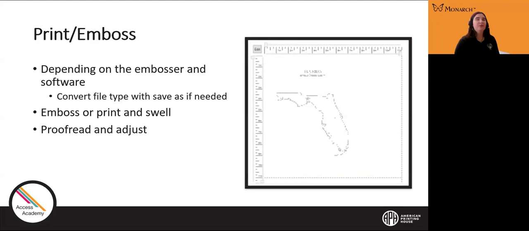So then once you get everything you want in place, you will send it to your embosser. And then of course you are going to proofread it. You want to make sure everything is in place the way you want it, that it's legible, and you think it will work for your student. If it doesn't, hey, you already have the major part of the work done. You just tweak it and emboss it again.